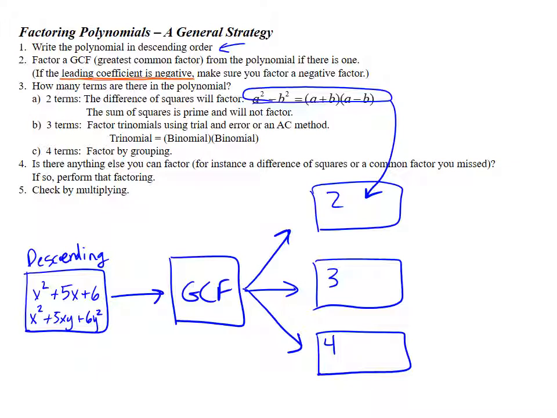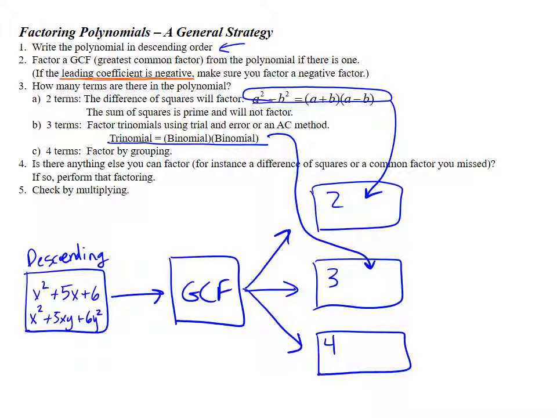If you have 3 terms, you're going to be looking at a trinomial being equal to, when you factor it, a binomial times a binomial. So that's what's going to go into there. So we're going to use any technique that we had for factoring trinomials. You could use an AC method, you could use trial and error. So all of those rules we had for trinomials, we spent quite a bit of time on them. That would be what you do there.